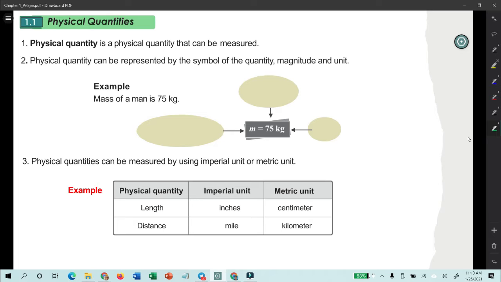And then what is meant by 75 and what is kilogram? So 75 is actually the magnitude, whereas kilogram is the unit. The unit for mass, in this case, is kilogram, and the number 75 is the magnitude. And then what is m? m is the symbol of the quantity.